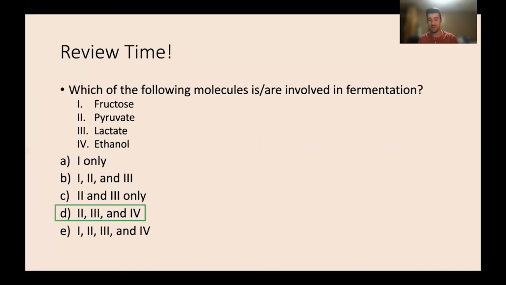But pyruvate definitely is involved, lactate definitely is, and ethanol is as well, because remember, we have lactic acid fermentation. Lactate and lactic acid are basically the same thing. And we also have ethanol fermentation, so those two are definitely involved, and pyruvate, of course, is involved as well. So the only one that's not is 1, fructose. That would make D, 2, 3, and 4 the correct answer, and A, B, and E incorrect.